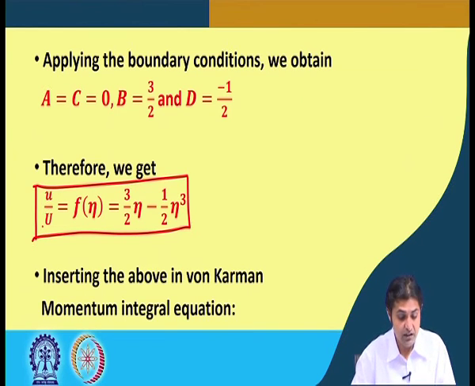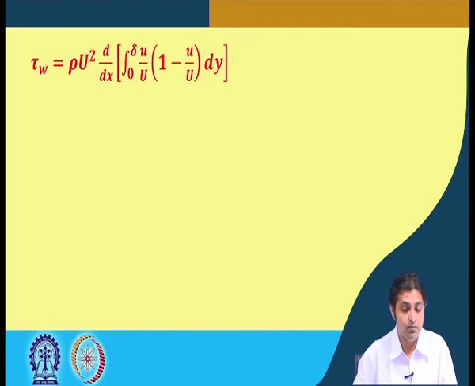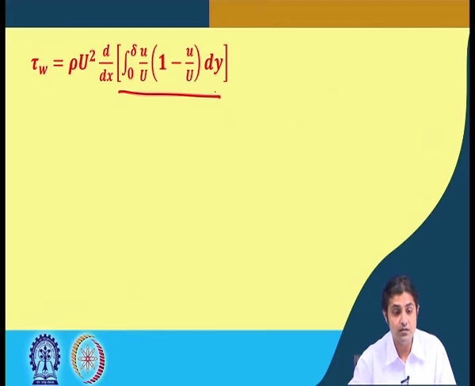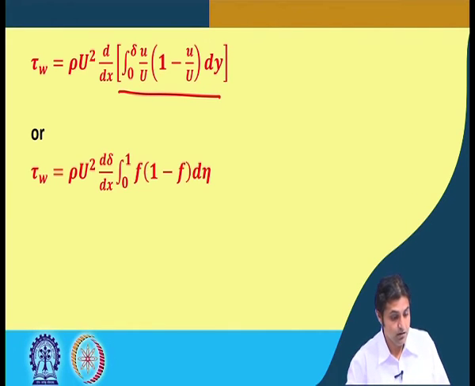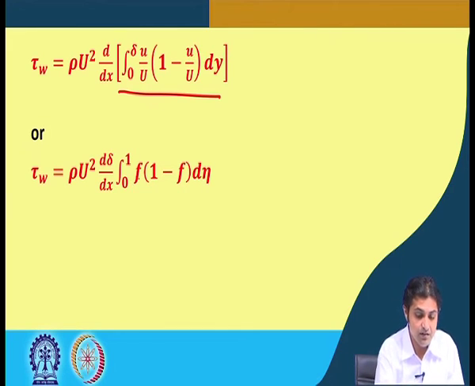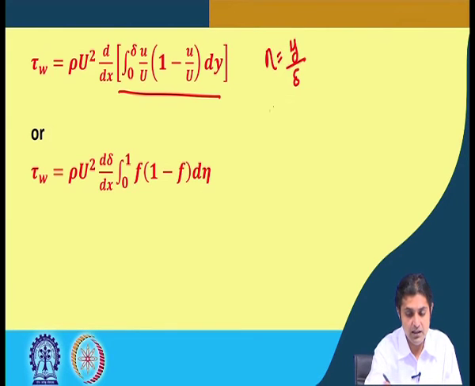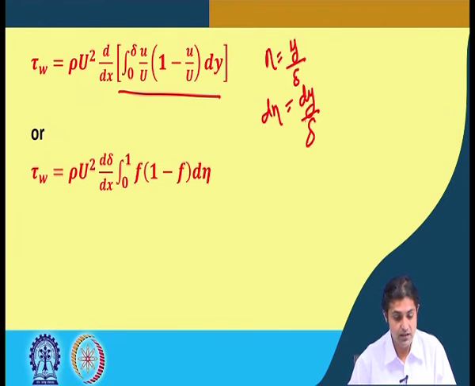Now, inserting the above in the von Karman momentum integral equation, what do we get? So, tau w is written as rho U square d dx of, this is momentum thickness theta, or in other words, you see this is f into 1 minus f d eta, because if eta is equal to y by delta, so d eta is equal to dy by delta.